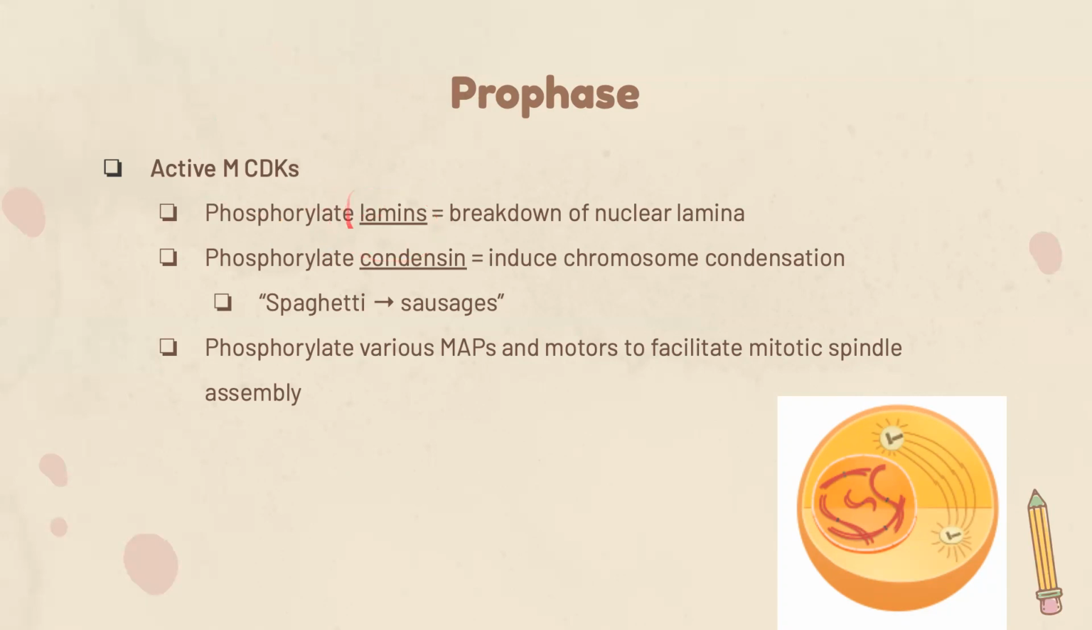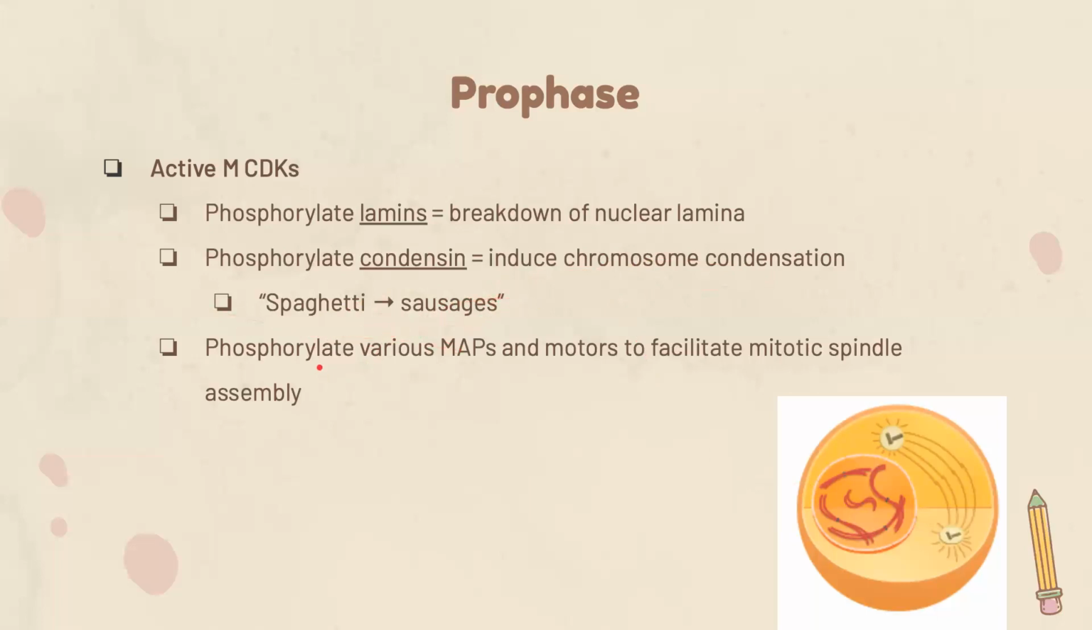They phosphorylate lamins, which breaks down the nuclear lamina, or the nuclear envelope, however you want to think of it. They also phosphorylate condensin, which causes chromosome condensation. The chromosomes go from being squiggly, like in all those pictures you see, to being more condensed together, and they look like sausages, I guess. I don't know where this came from, but it just stuck in my mind, so I always put it there.